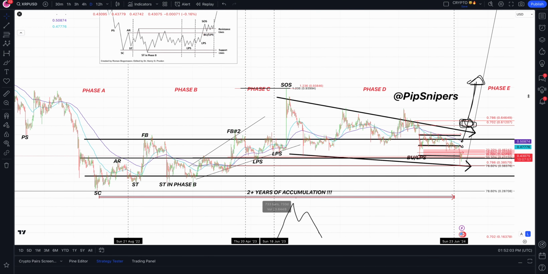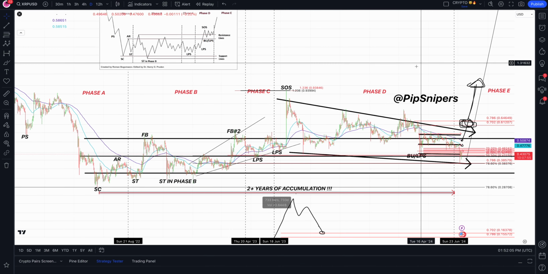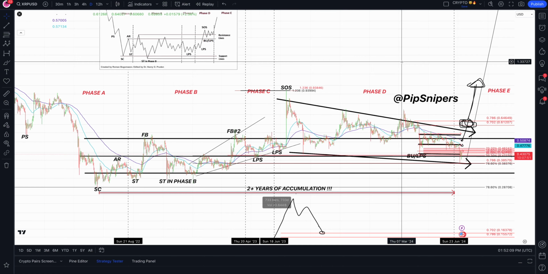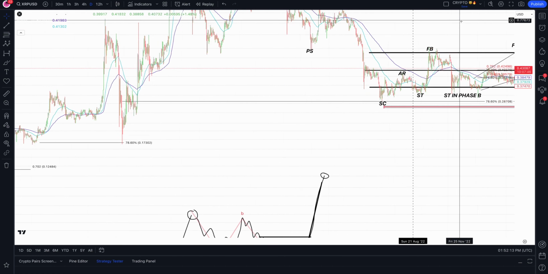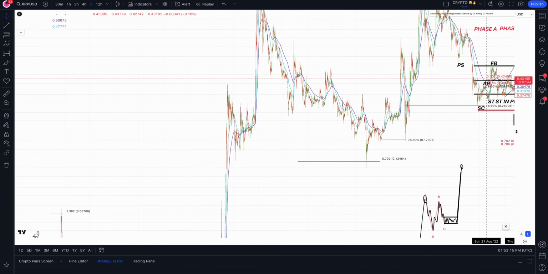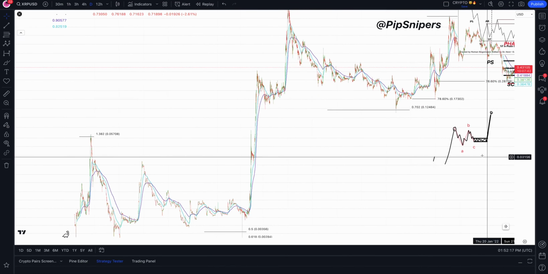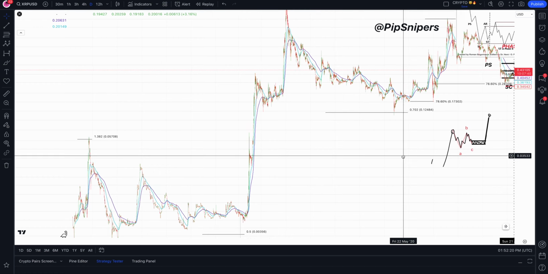I know you guys are waiting a long time for this thing to go, but just remember, what I've noticed throughout the years is that XRP likes to go last. So you may see that blast off when we're nearing the end of the market.